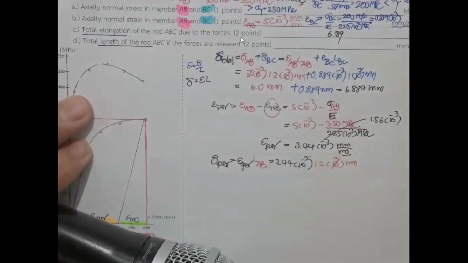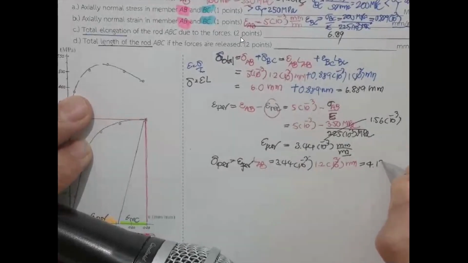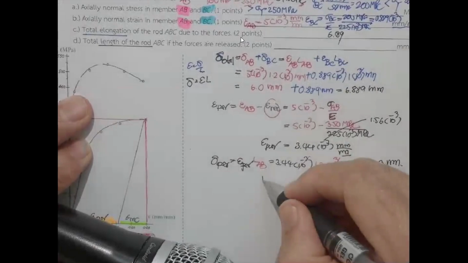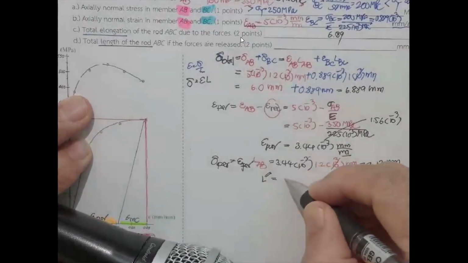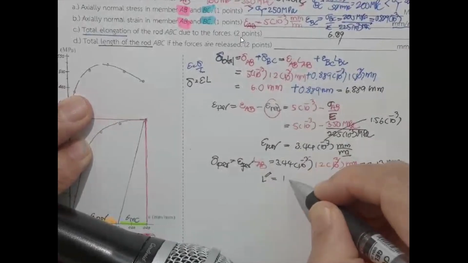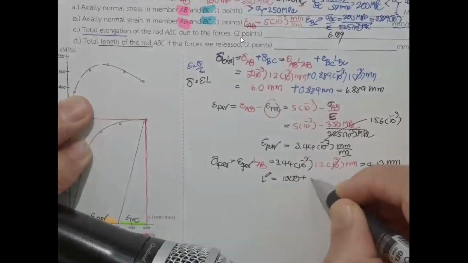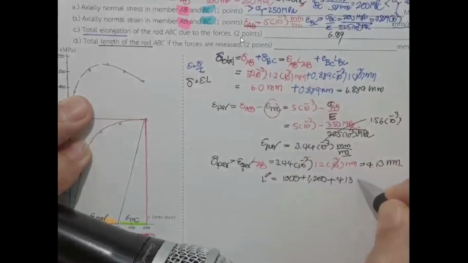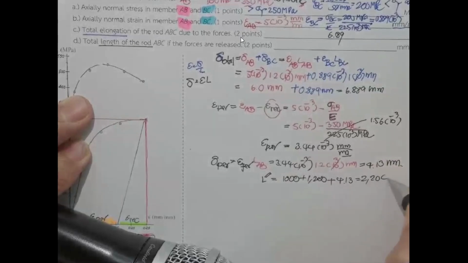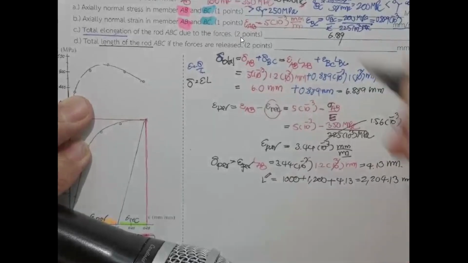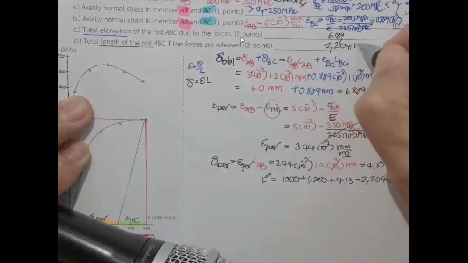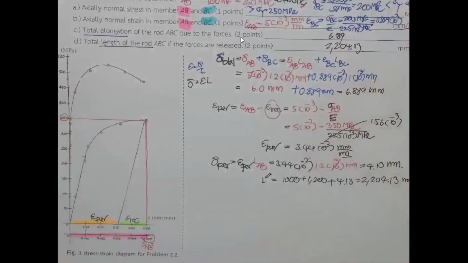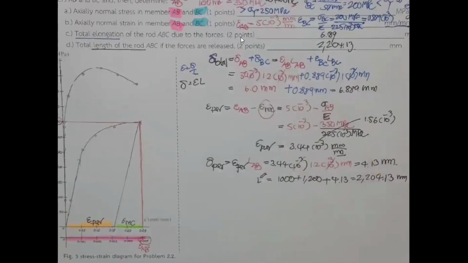You should get this one to be 4.13 millimeter, and L sub total will be 1,000 plus 1,200 plus 4.13, which is 2,200 and 4.13 millimeter, 2,204.13. And that should cover our extra example that the instructor provided you. Let me move it a bit to the PowerPoint.